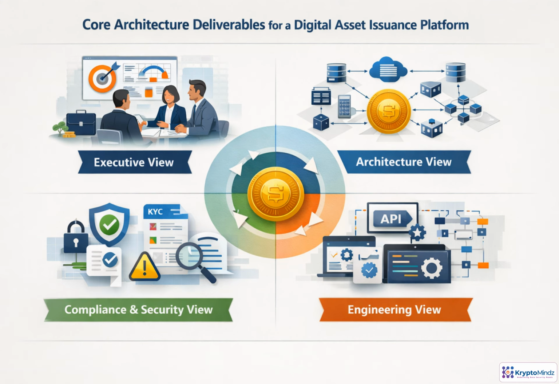A strong architecture package is not a single document. It is a set of views, each designed to support a different decision. Executives need the business rationale, operating model, risk posture, and major trade-offs. Architects need system context, components, integrations, deployment, and network design. Compliance and security teams need control mapping, KYC and AML flows, transfer rules, threat analysis, and audit evidence. Engineers need APIs, smart contracts, data flows, environments, and sequencing. Together, these artifacts keep strategy, control, and delivery aligned.